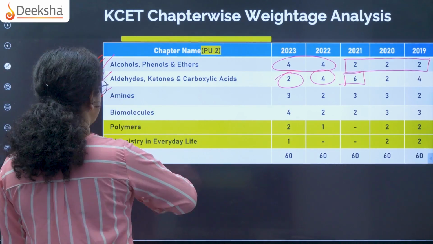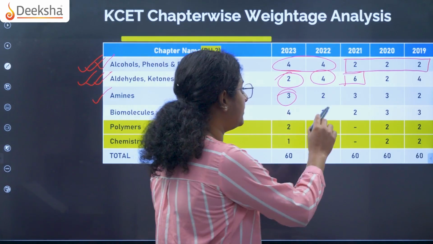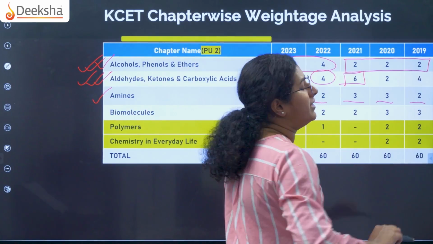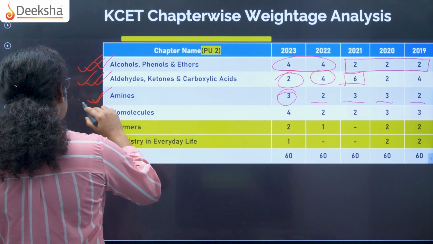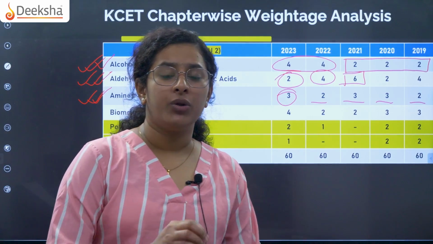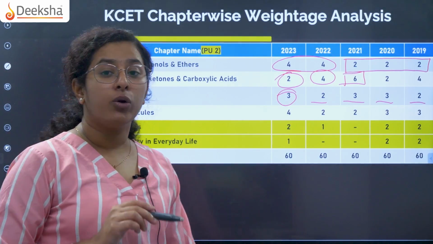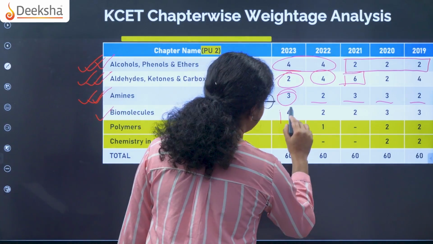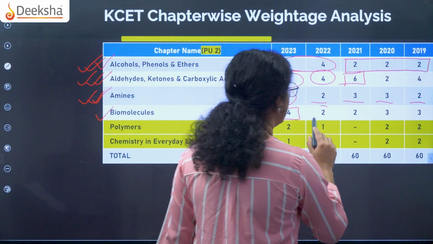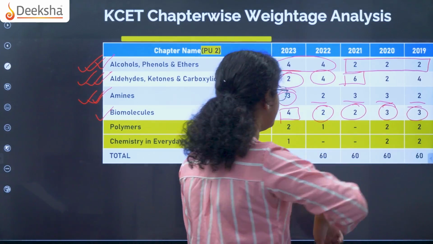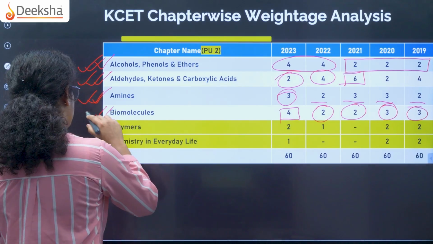Got it? Next one, amines. They have asked 3 questions last year, before that 2, then 3, 3, 2, which means 2 to 3 questions you can expect from this particular chapter. So through this analysis you will get to know how you have to prioritize your chapters. Next one, biomolecules. Last year they have asked 4 questions from this chapter, before that 2 questions, 3 questions also you can see, which means you can expect 2 to 4 questions from biomolecules.